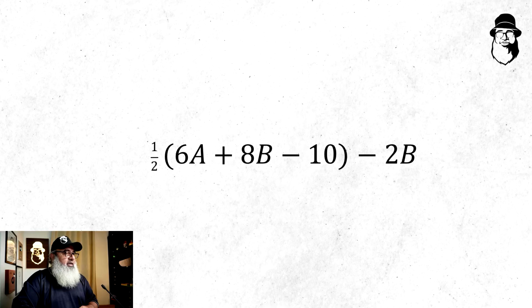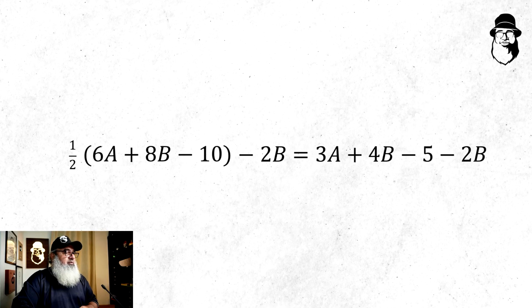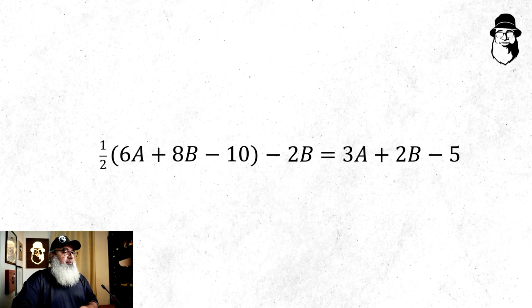Now to find this, here we halve the terms in the bracket. So we get 3a plus 4b minus 5 minus 2b, which is 3a plus 2b minus 5 when we combine the b terms.